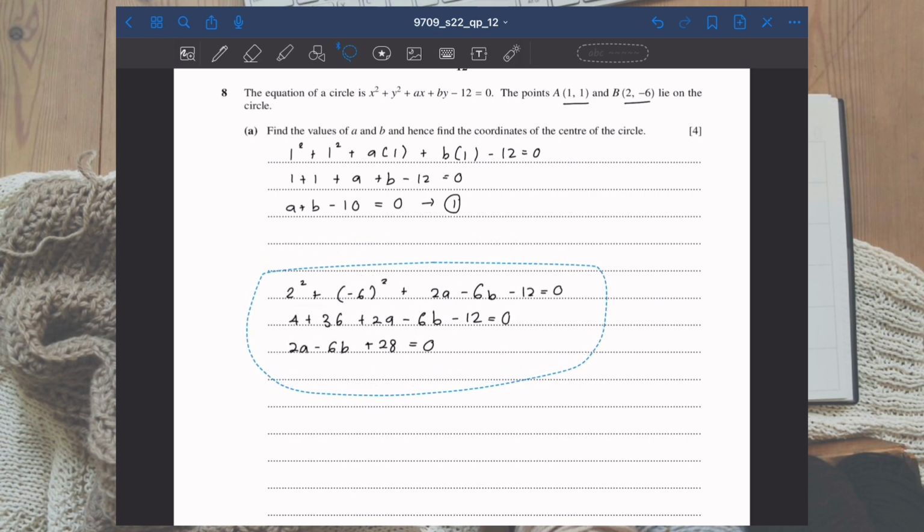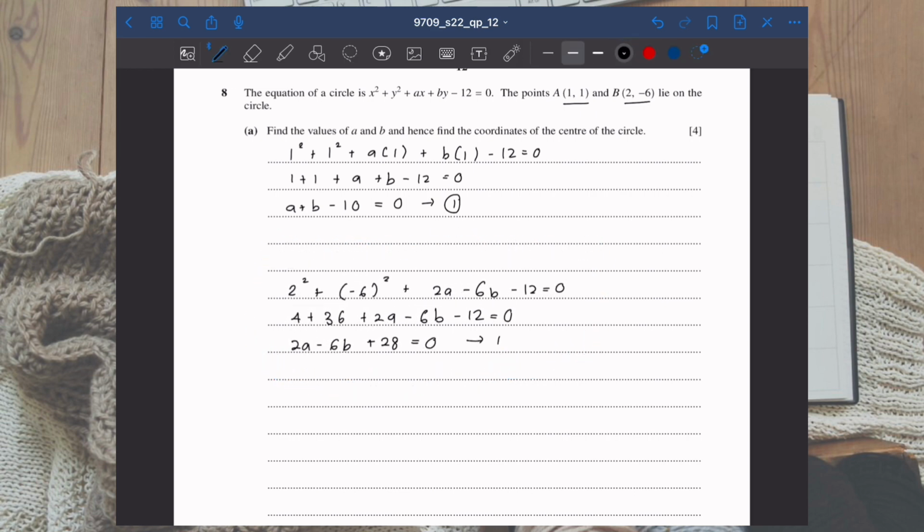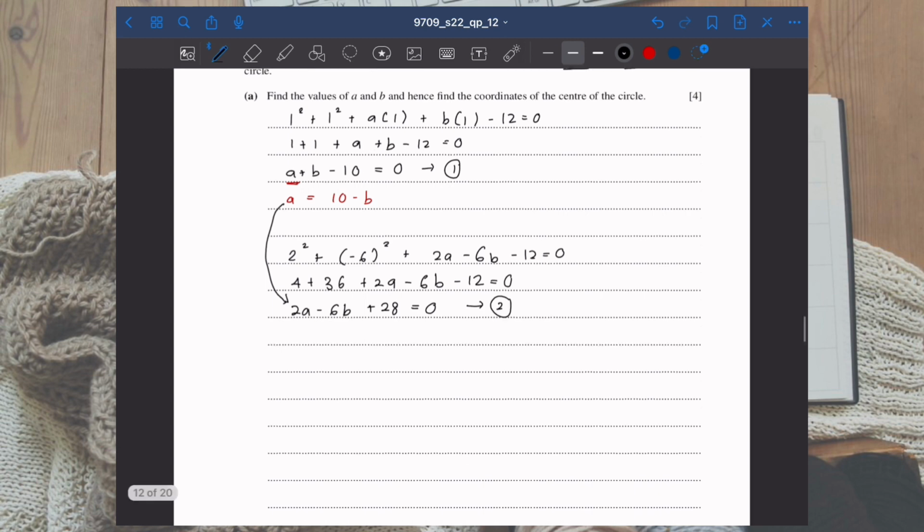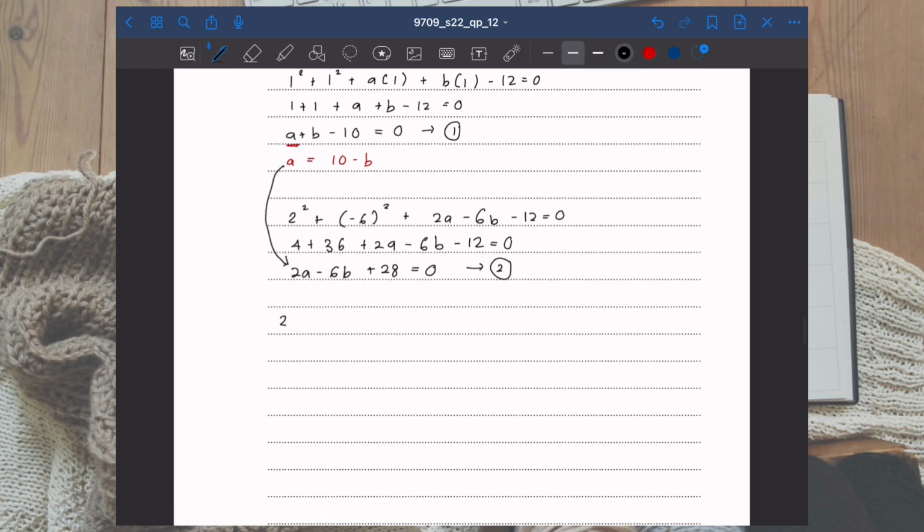So we can rearrange our first equation to make A the subject. So A will equal 10 minus B. And then we can substitute this into our second equation. This is our second equation. So 2(10 minus B) minus 6B plus 28 equals 0. 20 minus 2B minus 6B plus 28 equals 0.